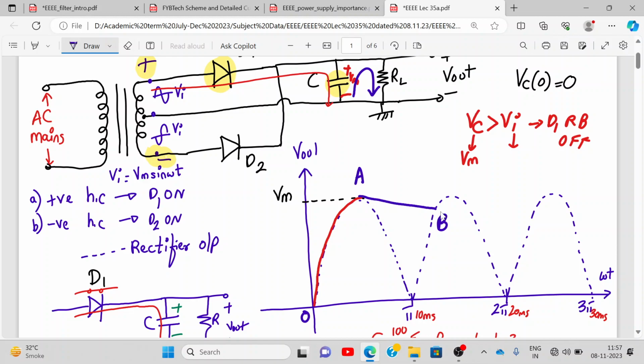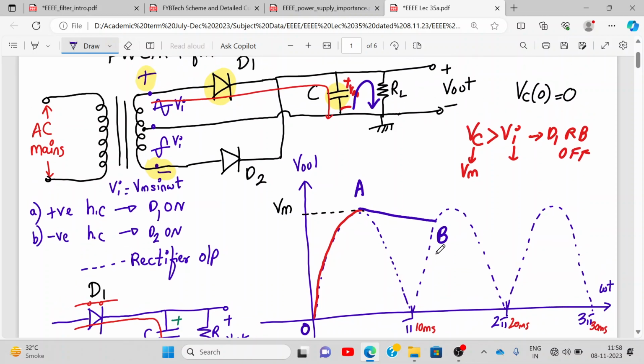At point B, we are in the negative half cycle of the input. So D2 is turning on now. Now D2 turns on, and again the capacitor charges instantaneously towards the peak value. Now what will happen? Same story.